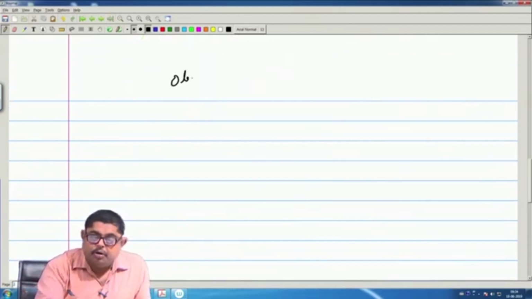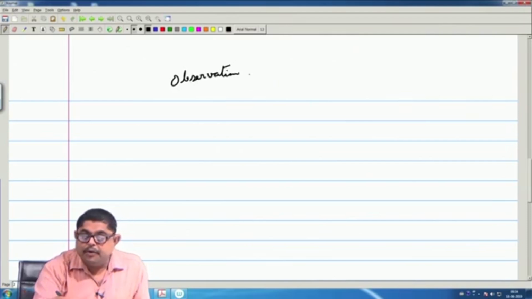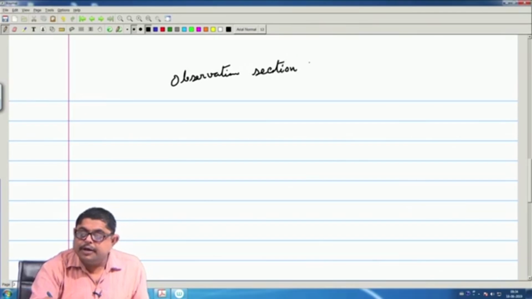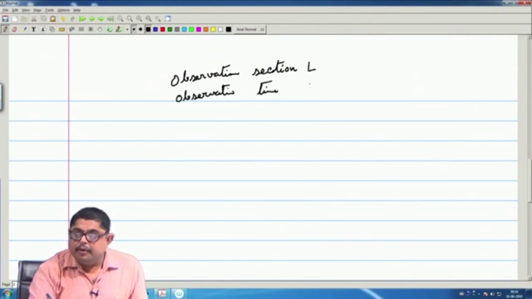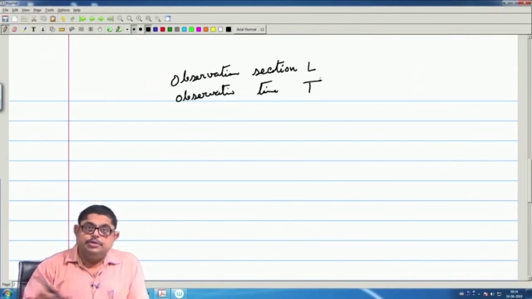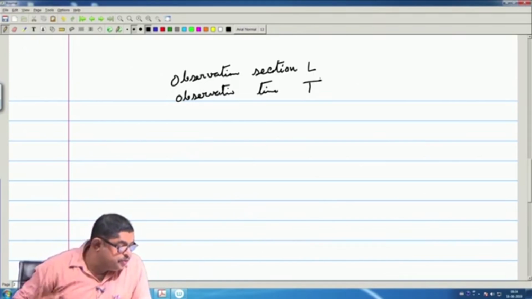I can write observation length, or section, we can say observation section L, and observation time t, observation of that point. Okay.